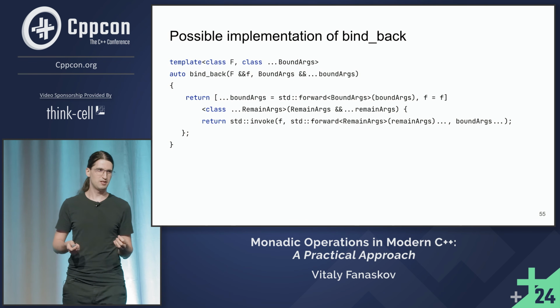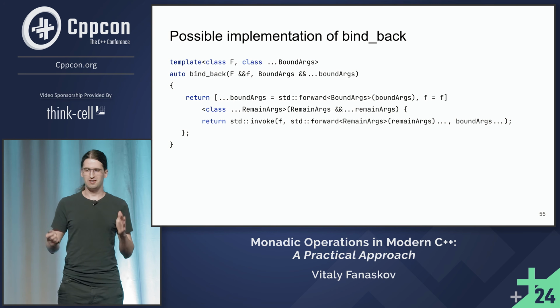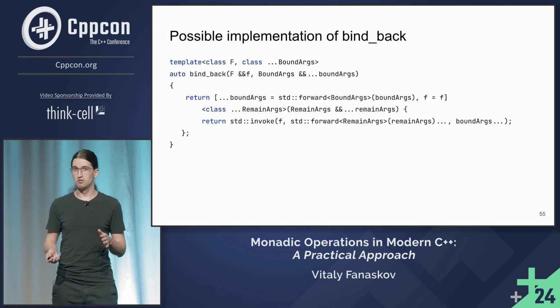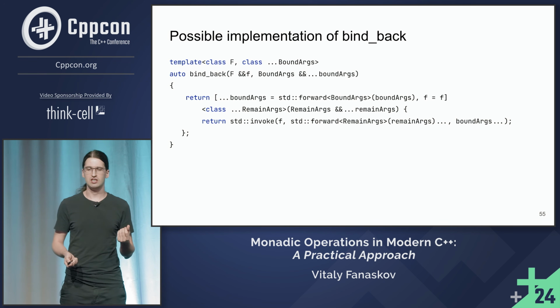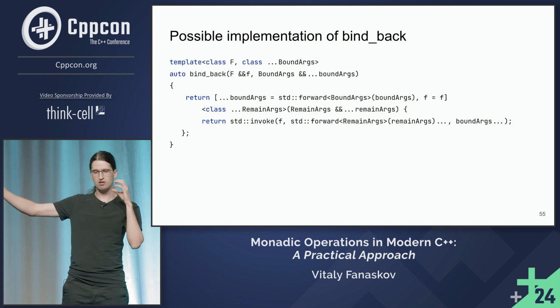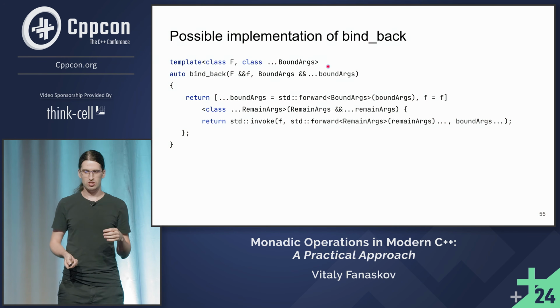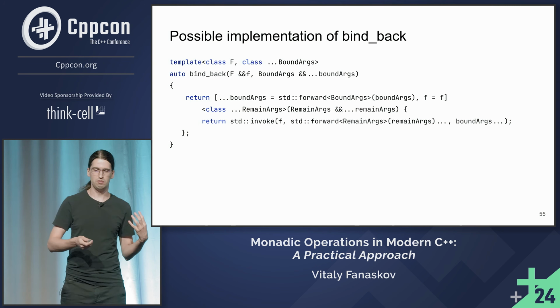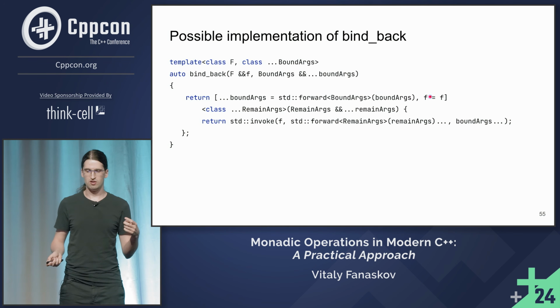This is a possible implementation of bind back. Not necessarily a fully correct one, but it explains in more detail how it works. Suppose we have a function and the arguments we want to bind to the back of it. We preserve all of those arguments in the capture list. If you have older C++, you can use forward as a tuple, and then you preserve the function itself. And then you return a new function.